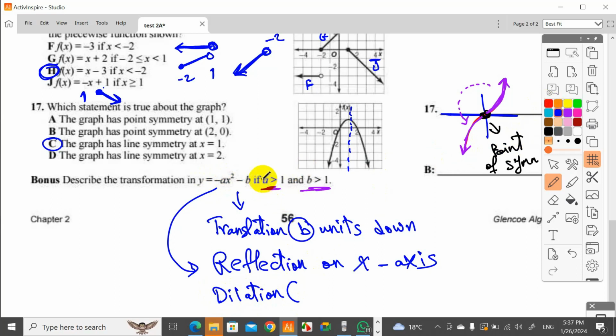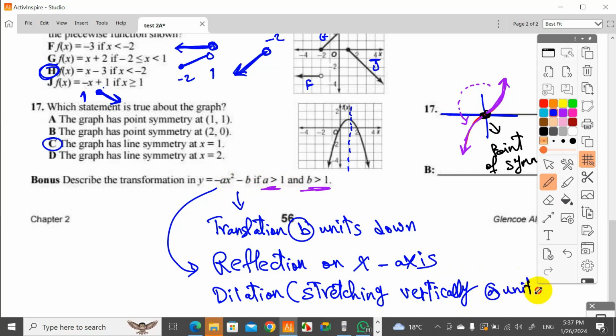And because a is greater than 1, it means stretching the graph vertically a units, as a is greater than 1.